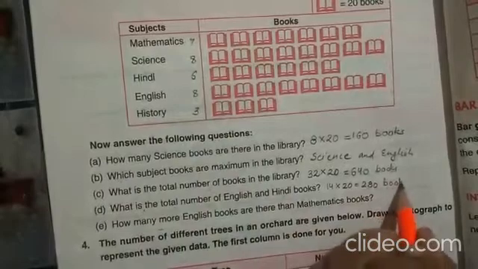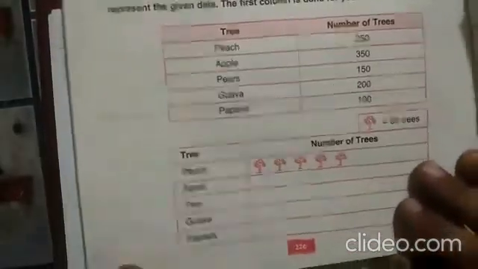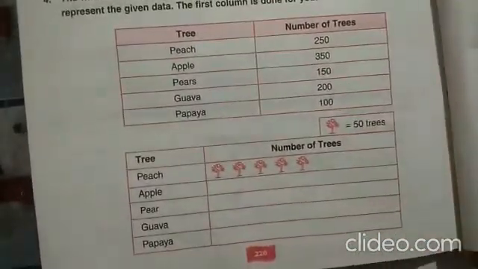What is the total number of English and Hindi books? English is 8 and Hindi is 6. So 8 and 6, 14 multiplied by 20. It makes 280 books. And how many more English books are there than the maths books? 8, 7. The difference is 1. So 1 into 20, that is there are 20 more books of English.